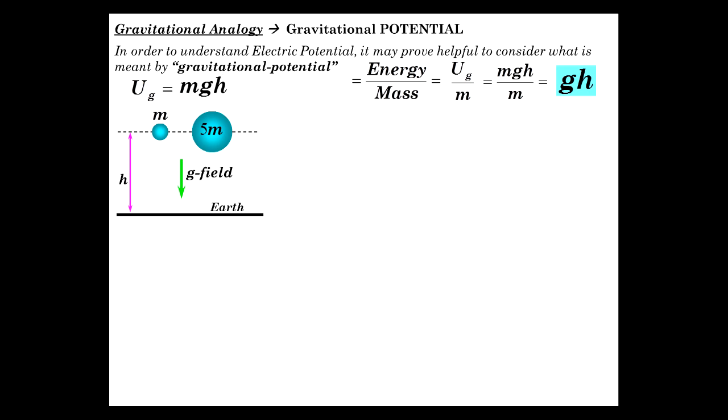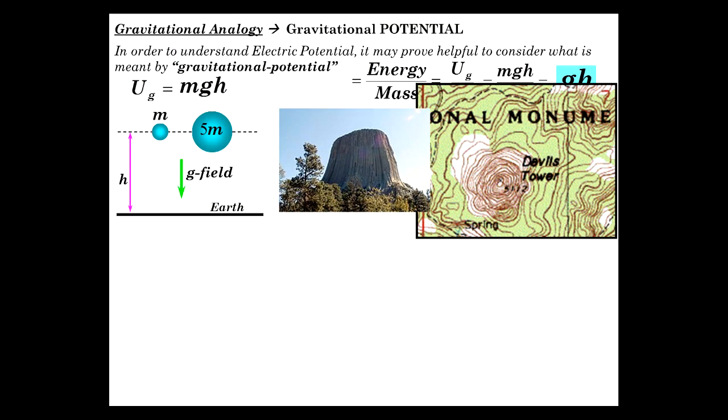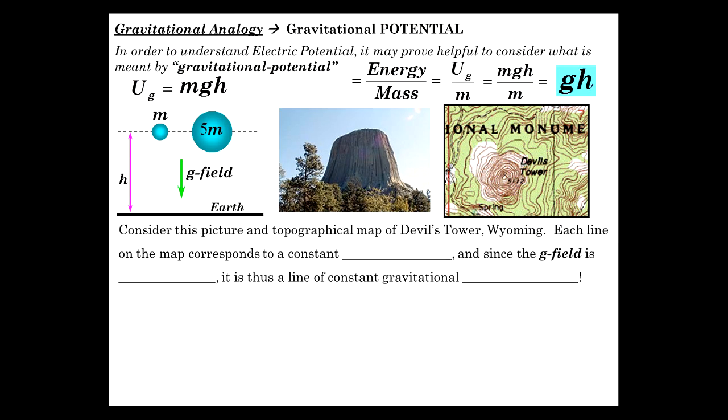Ug is mgh. And I'm going to use as an example the structure known as the Devil's Tower in Wyoming and the associated topographical map, which has all these squiggly lines that are connected, which are lines of constant elevation. And the difference between one line and the next is a certain set amount. Maybe say it's 10 feet or 20 feet or 50, whatever. It doesn't matter. But a given line will be at a constant elevation.